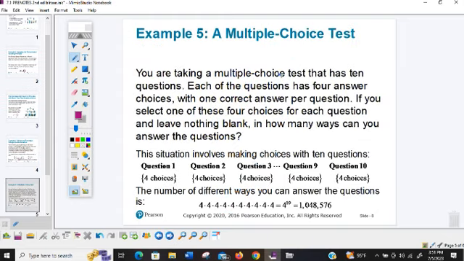How about a multiple choice test? It says you're taking a multiple choice test that has 10 questions. Each of the questions has 4 answer choices with 1 correct answer per question. If you select one of these 4 choices for each question and leave nothing blank, in how many ways can you answer the questions? This one is a little bit different because you have 10 separate questions and each question has 4 choices, okay? So it would be 4 times 4 times 4 times 4 times 4. You want to do that 10 times, which is basically 4 to the 10th power. And there are 1,048,576 different ways you can answer those questions.